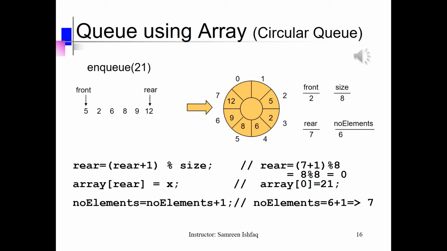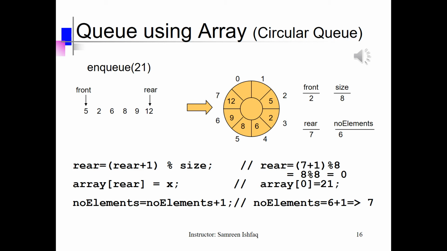So what will happen if we reach the end of the array, like in this scenario, the 12 is at the 7 index and the next value should be inserted at the 0 index because this is a circular queue, and user want to enqueue 21. Will this function or formula work or not? Let's see that. The value of the rear is 7. 7 plus 1 is equal to 8 and 8 mod size, the size of the array is 8. 8 mod 8 is equal to 0. So the next value is going to be inserted at the 0 index.